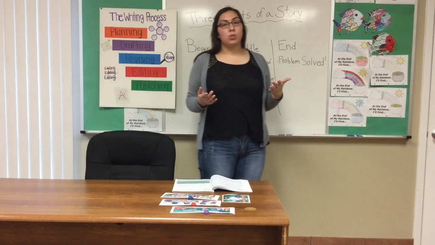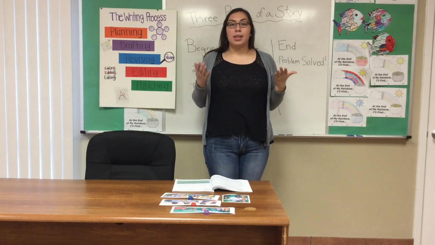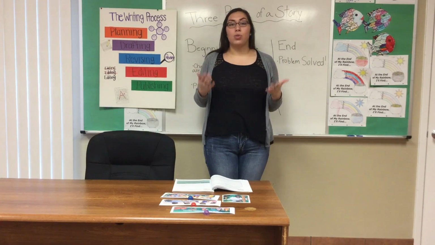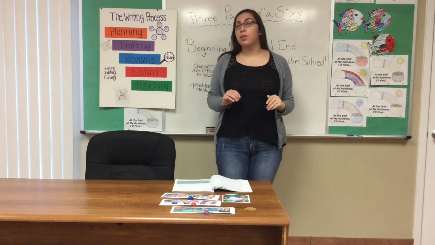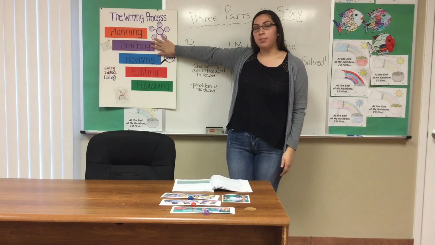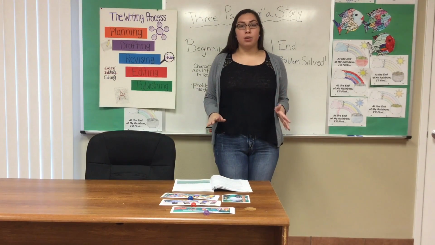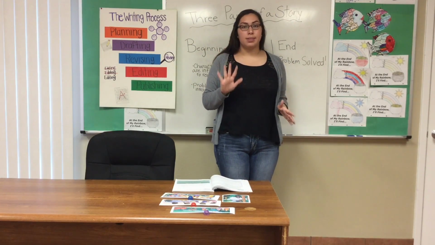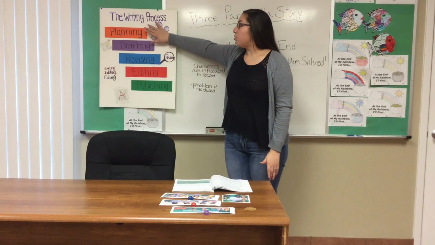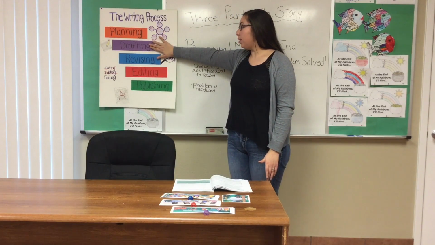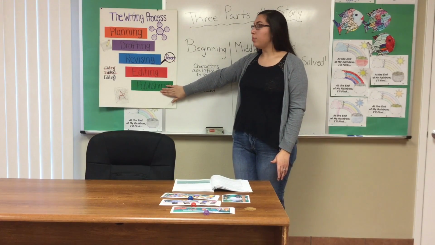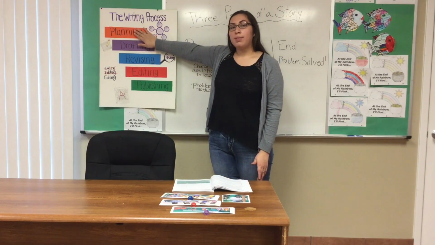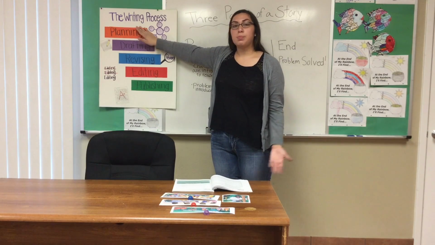When we create these stories, it's important that each reader knows what is going on. But before we begin, let's do a quick review of the writing process. The writing process includes 5 distinct steps. These steps include planning, drafting, revising, editing, and publishing. When we start and we're given a topic, the first thing we do is plan.